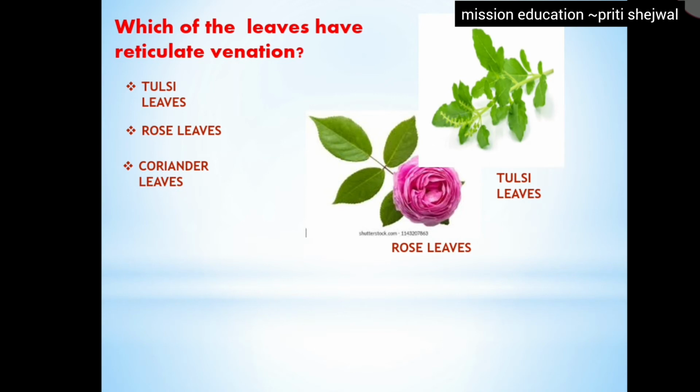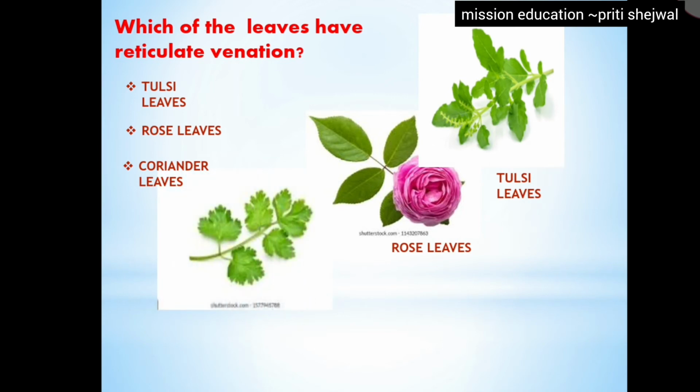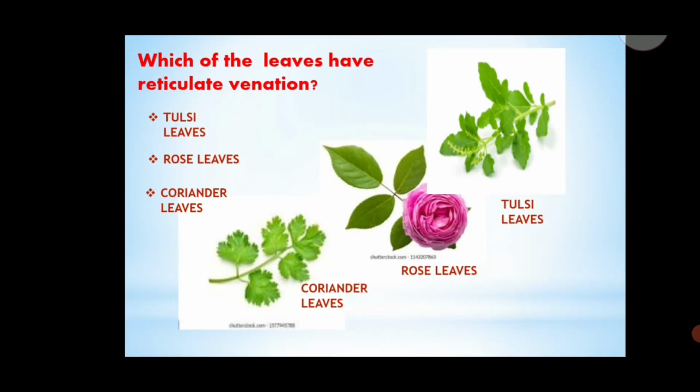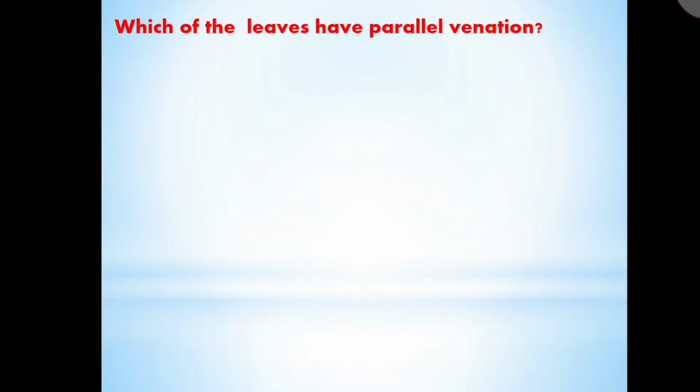The third is coriander leaves. Here also the veins are irregularly distributed without a definite pattern. These are the examples of leaves. We can easily identify these leaves have a reticulate venation. Now in the same way, we will identify which leaves have a parallel venation. Which of the leaves have parallel venation?